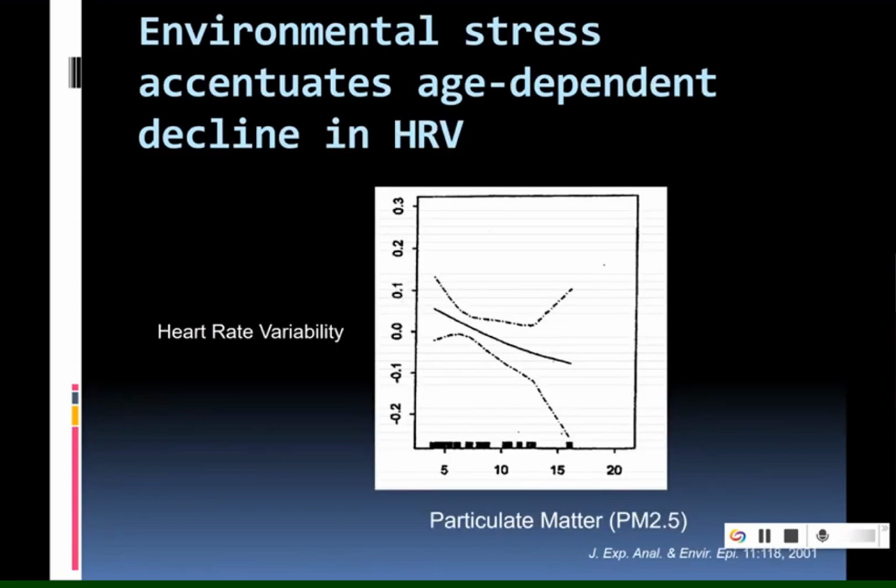We know that the environment has an impact on heart rate variability, and this is an example from a study that showed that when ambient particulate matter and air pollution accumulate, the heart rate variability in older adults declines dramatically. Heat waves cause a lot more ambient particulate matter, which may be part of the reason or the mechanism by which older adults succumb during heat waves.